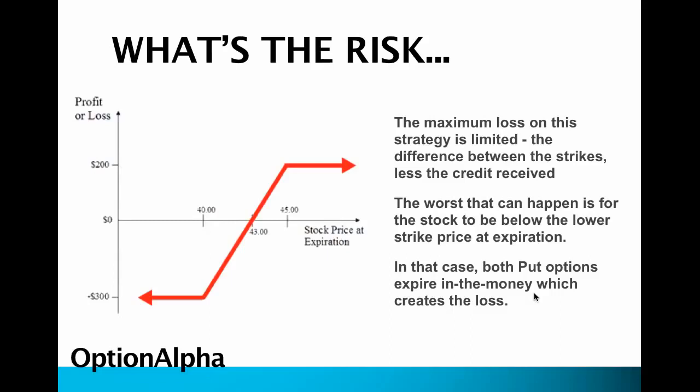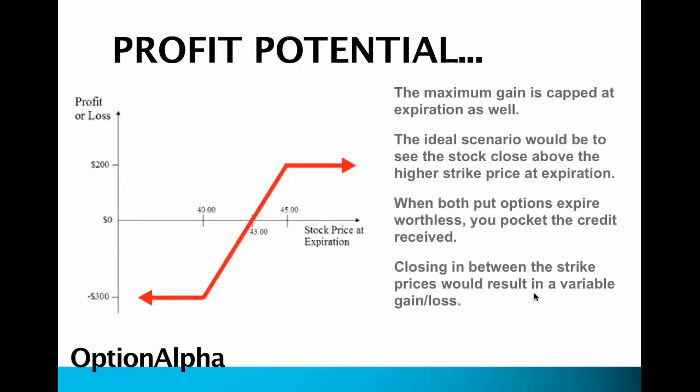If we talk about profit potential now, we also notice that the top half of our profit loss diagram is also flat, meaning it's capped to the upside and doesn't continue on in perpetuity. The maximum gain on these is capped. The ideal scenario would be to see the stock close above the higher strike price, so anywhere from 45 higher, in which case both put options expire worthless and you pocket the credit. Again, remember that a bull put spread is just a put credit spread.